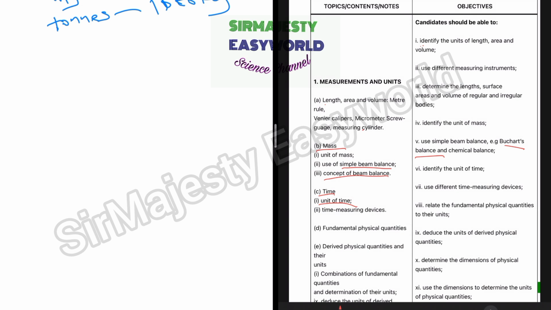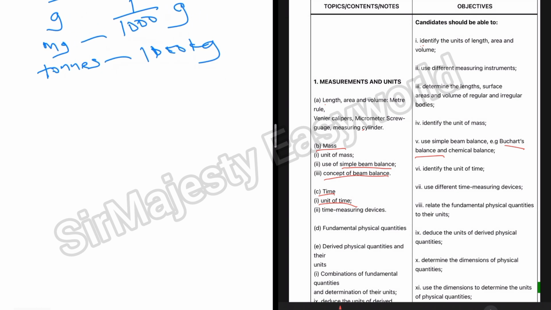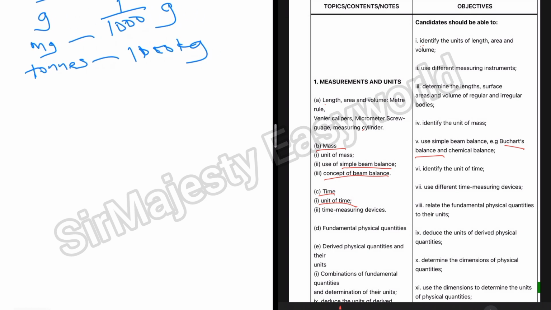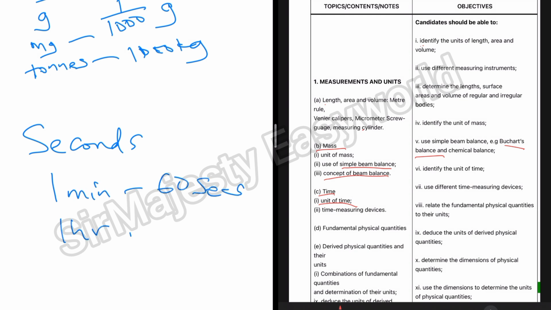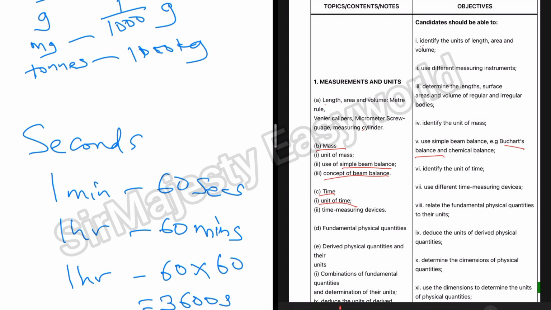Unit of time. Time is in seconds. Unit of time is in seconds. I hope you remember that 1 minute is 60 seconds, and then 1 hour is 60 minutes. That same 1 hour, to get it in seconds, just do 60 times 60, and it gives us 3,600 seconds.